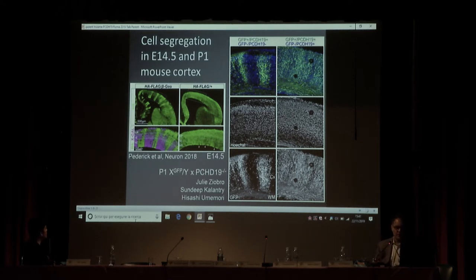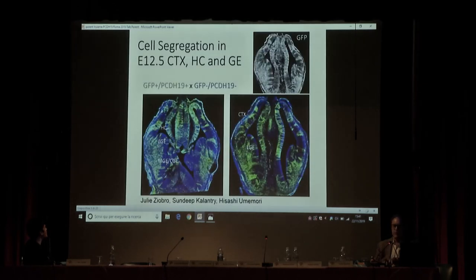We're looking in more detail, and this is recent data. Hisashi Umemori, at Boston Children's Hospital, generated the knockout mice, and Sundeep Kalantri at Michigan gave us the XGFP mice. These are data from Julie Ziobro, a postdoc in the lab and also a pediatric epileptologist. Julie looked at E12.5, and similar to what Paul found, we see segregation in the cortex and also in the hippocampal analog.